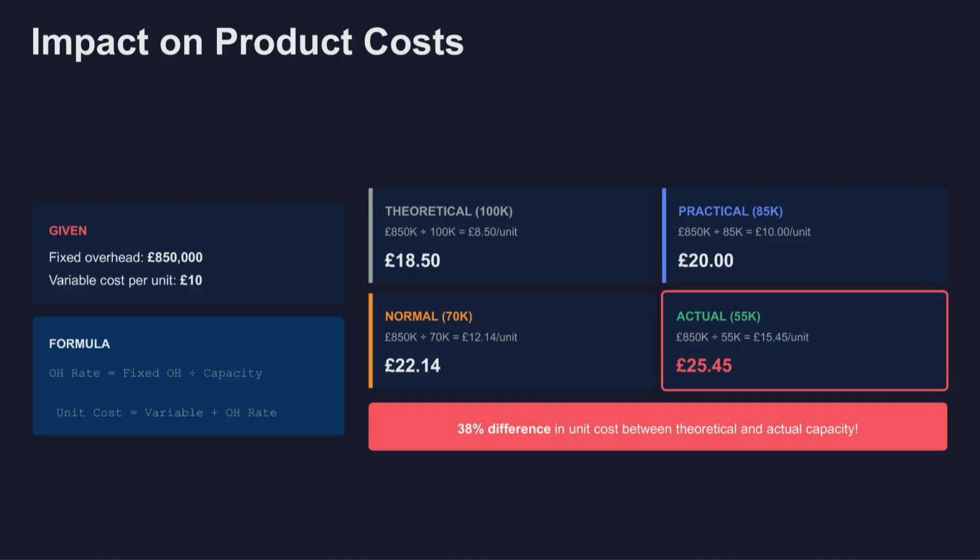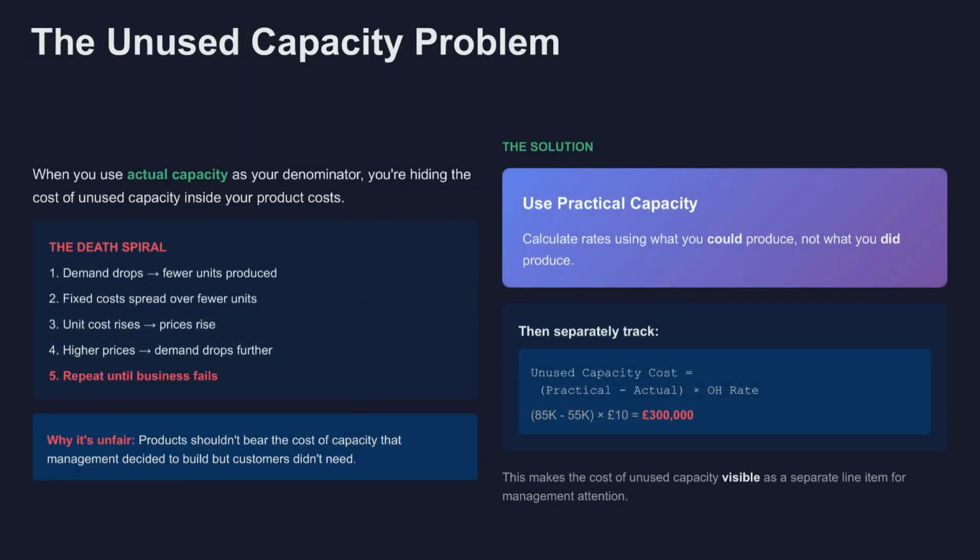Understanding cost shifts drives decisions clearly. This slide addresses the unused capacity problem, illustrating a cost-death spiral. The unused capacity problem occurs when fixed overhead is allocated using actual production volume, causing per-unit costs to rise artificially during low-demand periods. Even though the underlying fixed costs haven't changed, this can trigger a cost-death spiral.